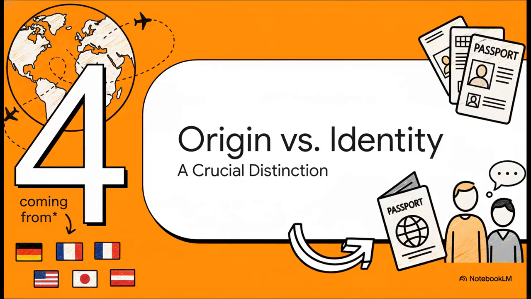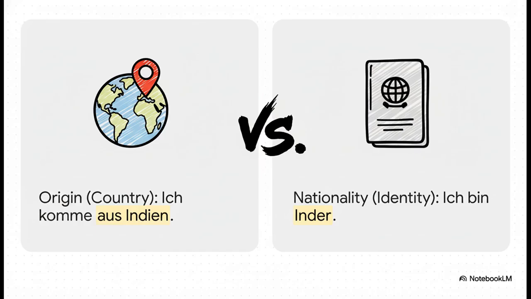Now, let's talk about something that trips up a lot of new learners. There's a really important difference between saying where you come from, your country, and stating what your nationality is. They actually use different sentences. So, to talk about your origin, you'd say, ich komme aus Indien, which literally means I come from India. But to state your nationality, you'd say, ich bin Inder, meaning I am Indian. Notice that difference? One uses the country, and the other uses that specific nationality noun we just talked about.